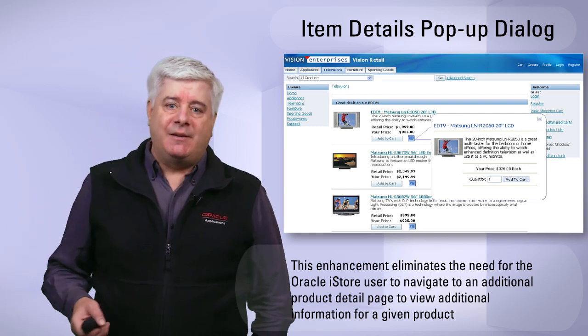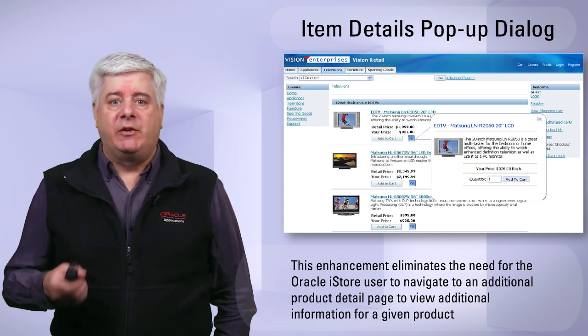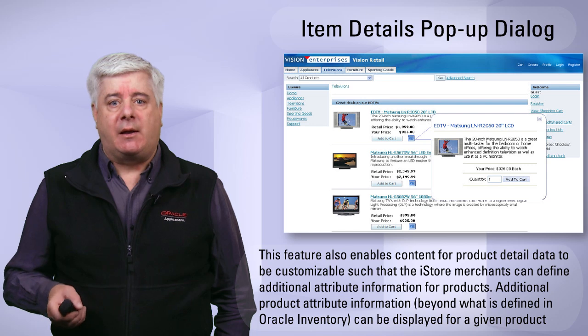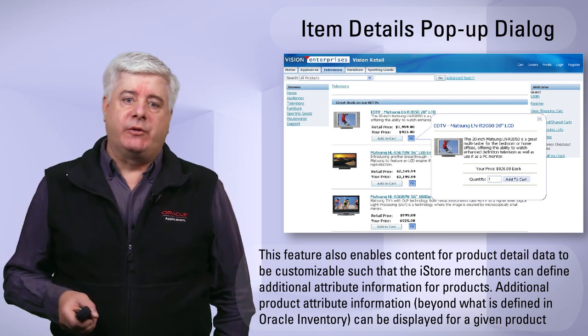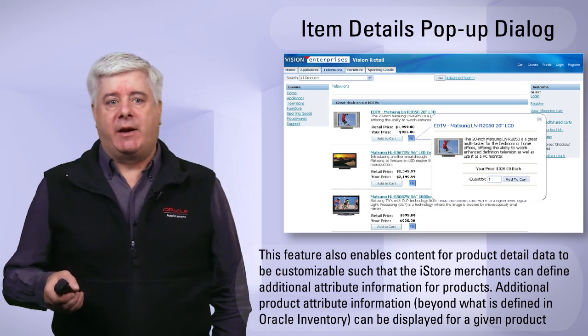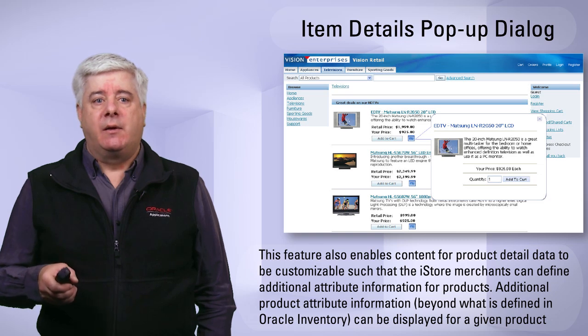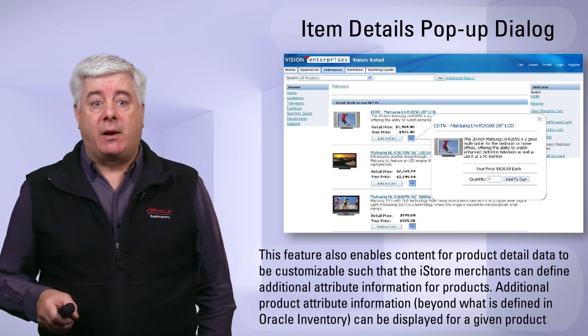And customers said, again, we don't want to have to go from page to page to page. Can we see the details directly on the product catalog page itself without having to navigate anywhere? So again, we introduced another profile option. If you have it set on, a small icon will appear next to your Add to Cart button for the various products.